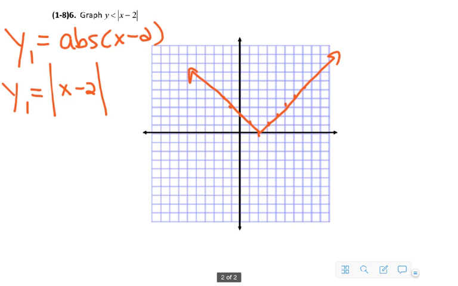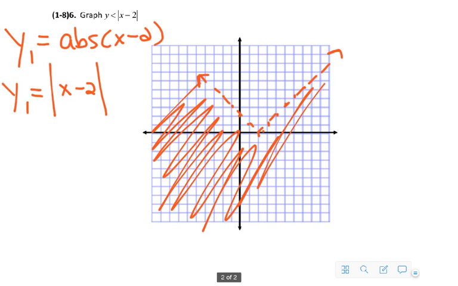Next, notice that the inequality symbol is the one without the line underneath. That means that instead of solid lines, these are going to be dashed lines. So I'm going to go back and make these dashed. Oh, my little dots aren't coming. There we go. And then since the symbol is less than, that means that we're going to shade everything below the V.